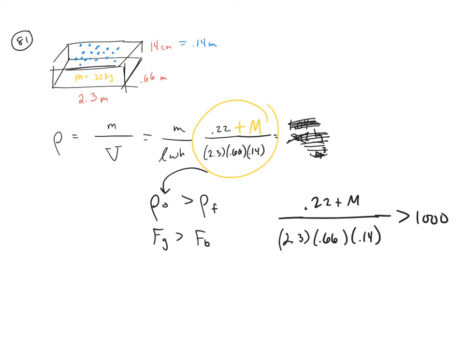and you could put equal to instead of greater than. I like to think of threshold limits as greater than. Any value of mass greater than whatever we get will cause it to sink. So again, when this number is more than 1,000, it sinks.